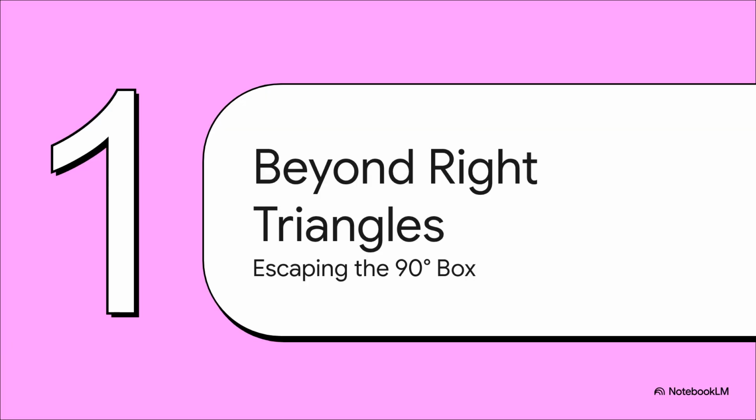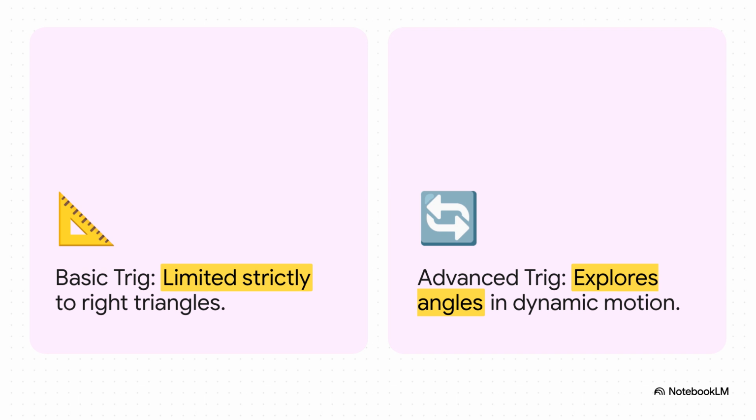All right, let's jump right into Section 1, Beyond Right Triangles, Escaping the 90-Degree Box. For years, basic trigonometry has basically trapped us inside this strict 90-degree limitation. I mean, it's a fantastic foundation, right? But the real world definitely doesn't stop at 90 degrees. That's where advanced trigonometry comes in and totally liberates us. It lets us explore angles of absolutely any size in dynamic motion.